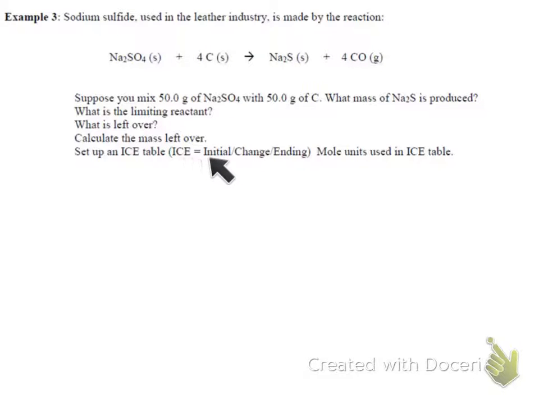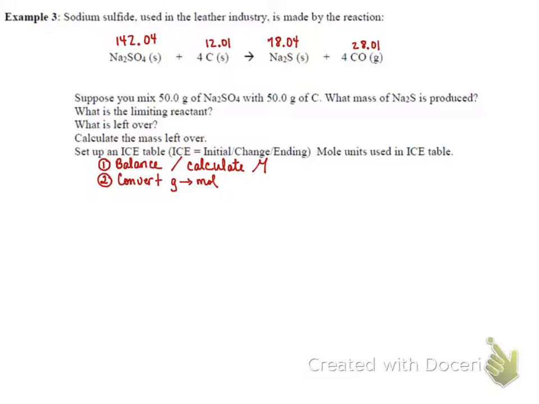What an ICE table is, it's a table that describes in moles the initial, the change, and the ending, and all the numbers in it are mole units here. So let's start to set this up. First thing to do is balance your equation if it's not already balanced and calculate the molar masses like we normally would for any stoichiometry problem.